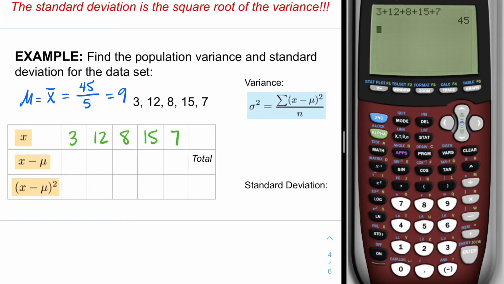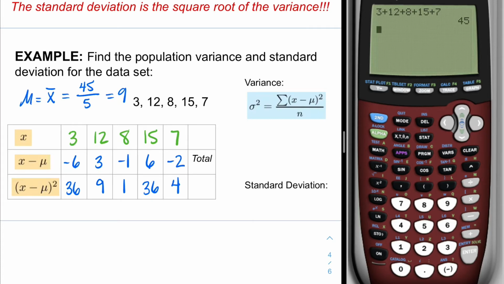So I'm going to subtract 9 from all of those data values. I'm going to get -6 here, 3, -1, 6, and then -2. That is what I get when I subtract 9 from all of those numbers. The next thing I want to do is square these numbers. Remember, to square something means that you're multiplying it by itself. So -6 squared, or -6 times -6, is a positive 36. 3 squared is 9. -1 squared is 1. 6 squared is 36. -2 squared is 4.